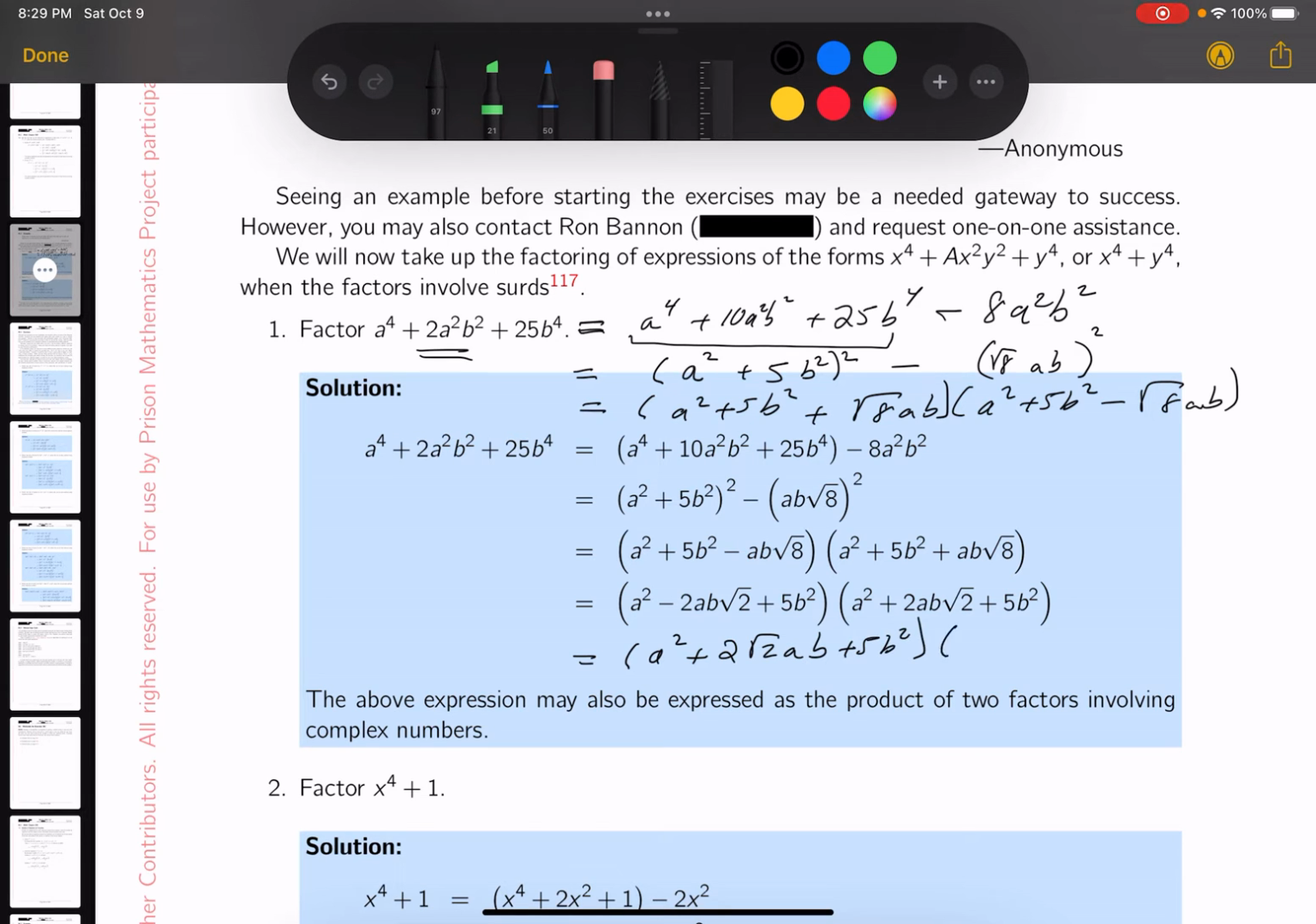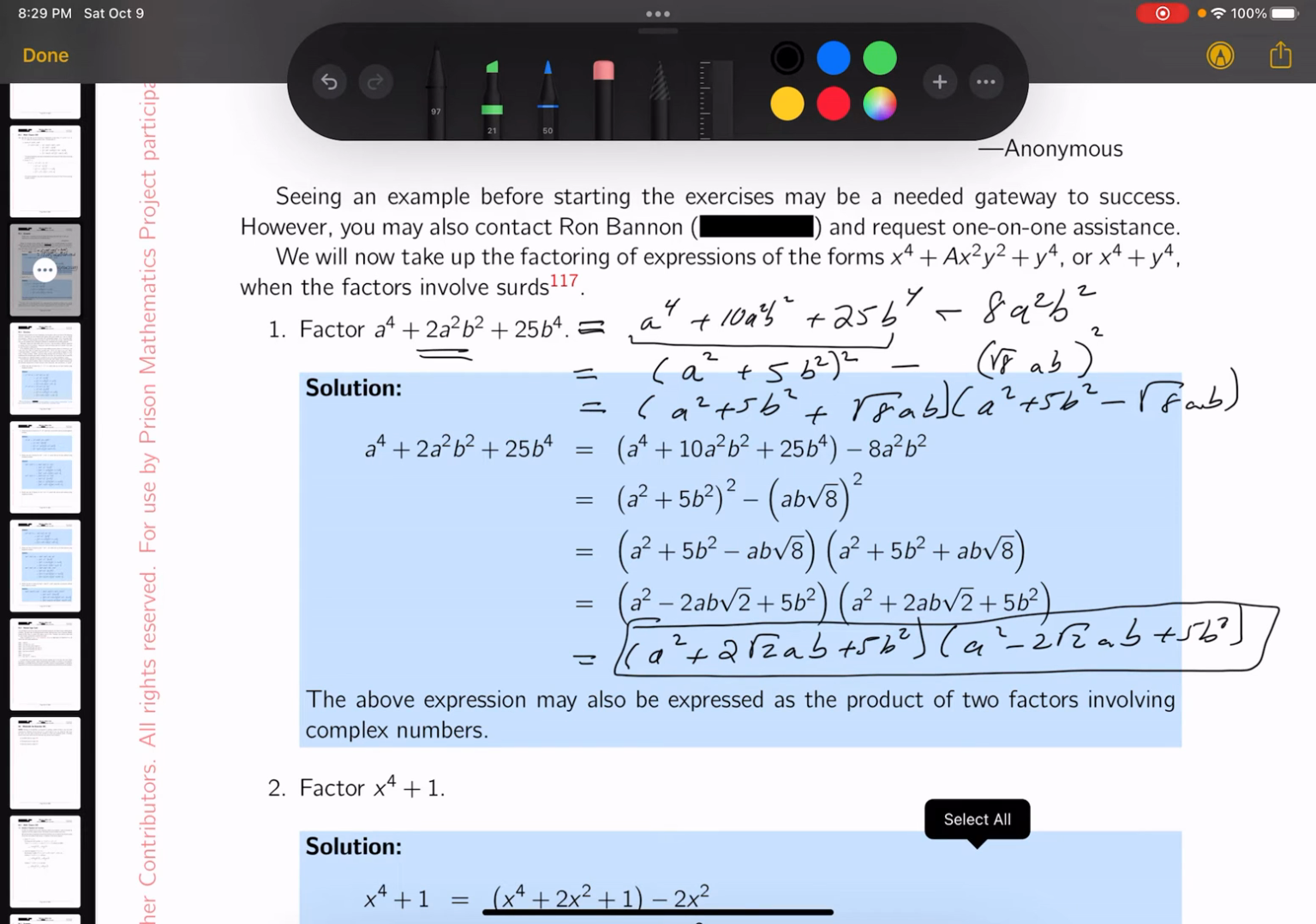We'll check with the key later. Next one, again descending powers of a. It's going to be a squared, and again, the root of 8 is minus 2 root 2, ab, and then plus 5b squared. I'll put a box around this indicating I'm done with it.